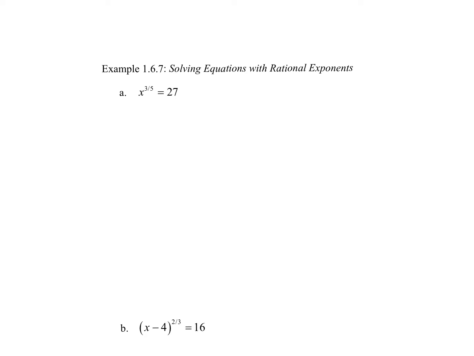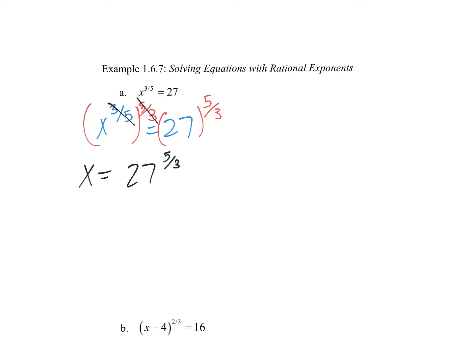Okay, now in order to solve this, we will use the reciprocal of that, which will be 5 over 3 as our exponent. So we're going to lead with this. x to the 3 over 5 is equal to 27. And we're going to raise that to the 5 over 3 power. And by putting it to the 5 over 3 power, we can see these two exponents simplify out. Okay. So now we know that x equals 27 to the 5/3 power.